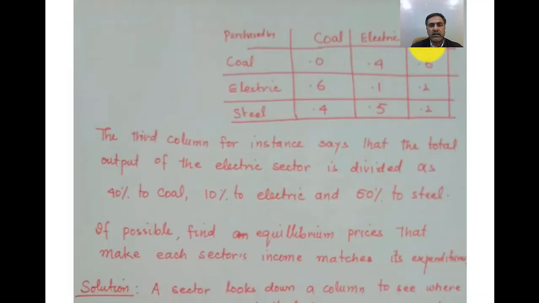I have coal, electric and steel, and it is distributed so that coal utilizes 0.0, or 0%, for itself, 0.6, or 60%, is utilized by the electric sector, and 0.4, or 40%, is utilized by the steel sector, and similarly for the rest of the columns. So for instance, the third column says that the total output of the electric sector is divided as 40% to coal, 10% to electric and 50% to steel sector.